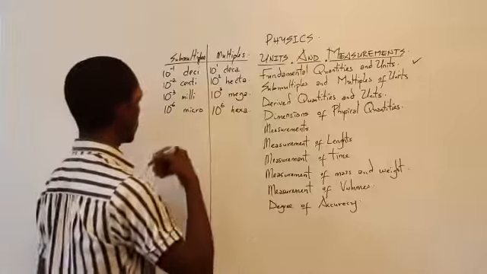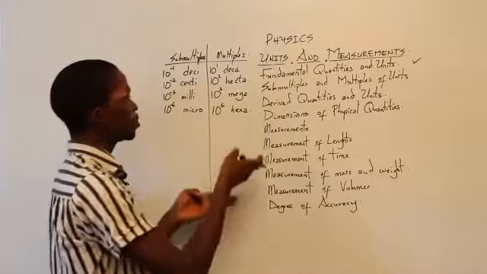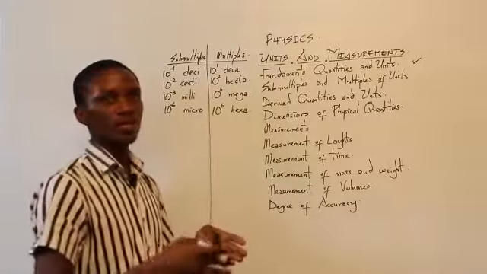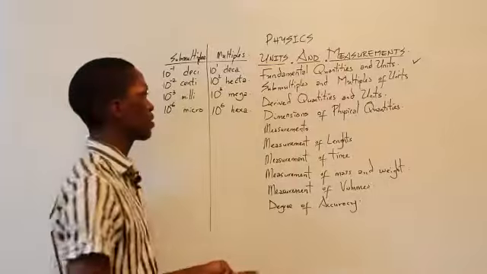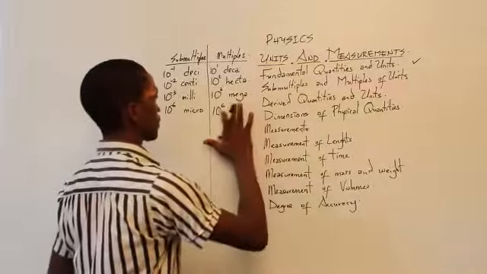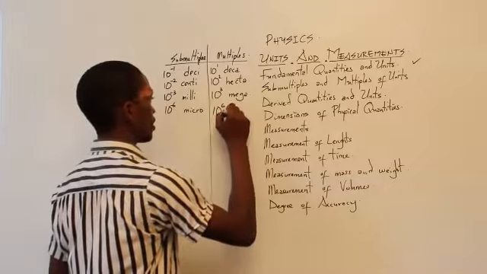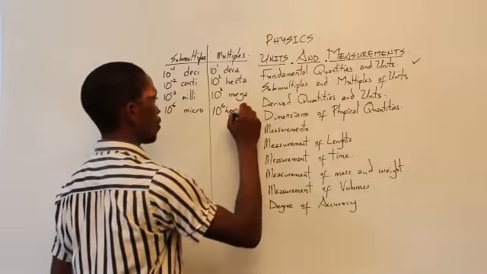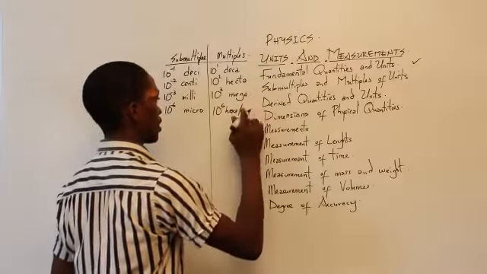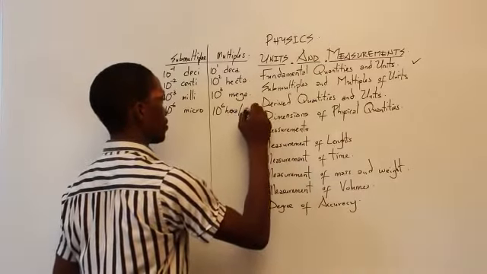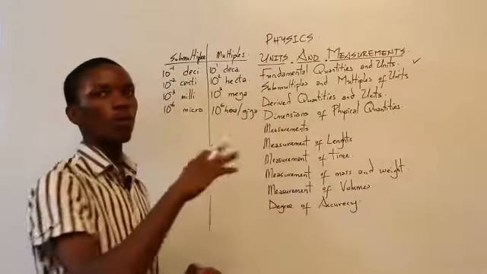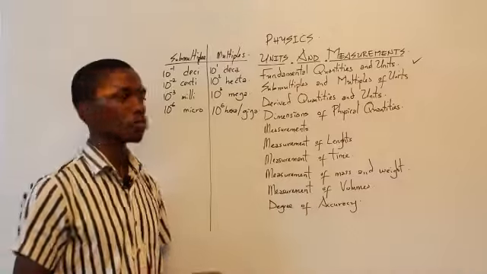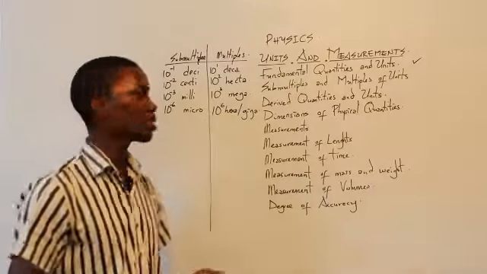Of course, some people use hexa. In some cases, we see giga come into play. So we can have hexa or a giga. Giga is not so common in physics being used. We use more of hexa in physics.